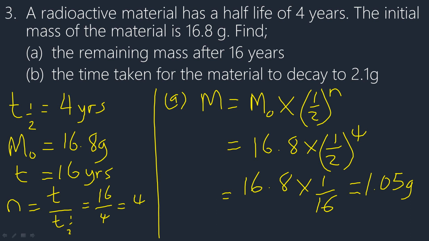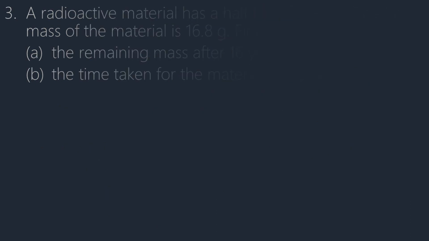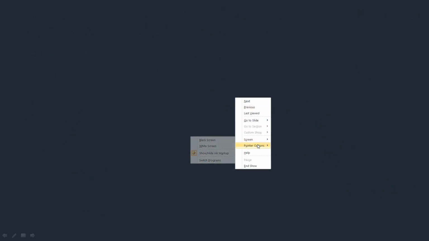Now part B says, what is the time taken for the material to decay to 2.1 grams? Here they have given you the remaining mass, so we are just going to use the same approach. We are still maintaining the formula method. Maybe I will also look at another method, and then you see which one is easier and more convenient for you.